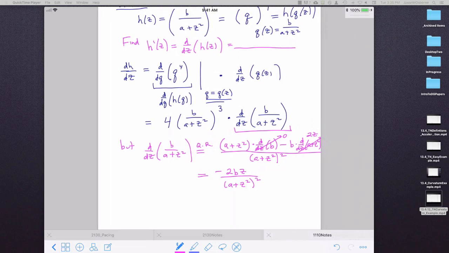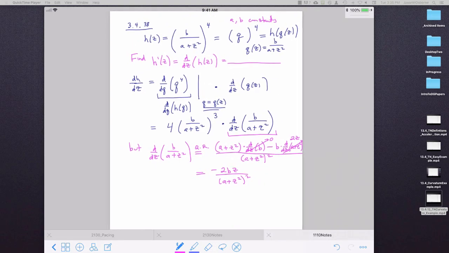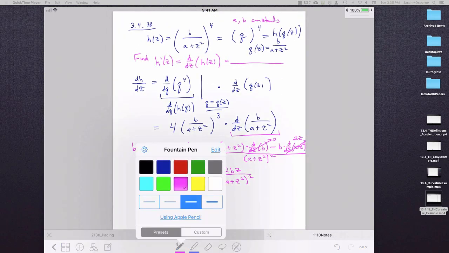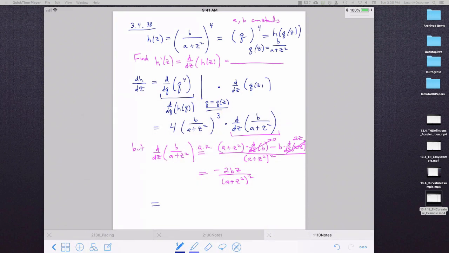So you're going to finish this problem off by writing the answer as 4 times the inner function, you left it alone, and then you multiplied by the derivative of the inner function, which was minus 2bz over a plus z squared squared. Okay?